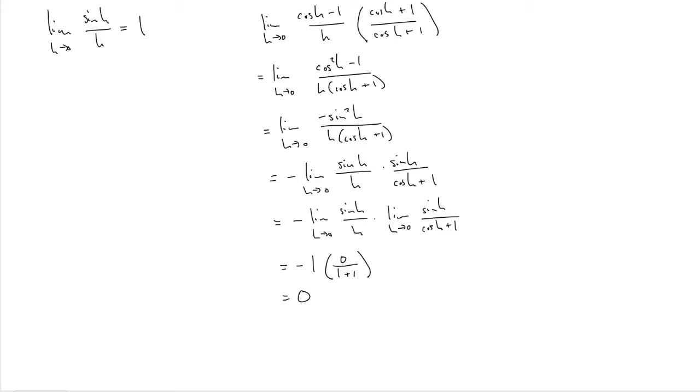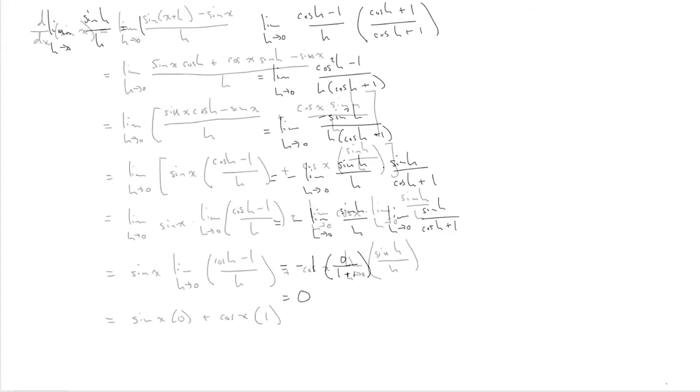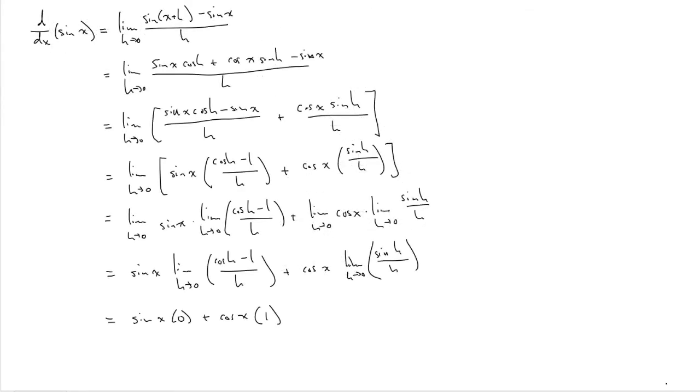And so now we have the two limits that we need in order to complete our computation of the derivative of the sine of x. In particular, we get that the derivative of the sine of x is the sine of x times 0 plus the cosine of x times 1, or simply the cosine of x. And what we've just done is come up with the very elegant result that the derivative of the sine of x is the cosine of x.